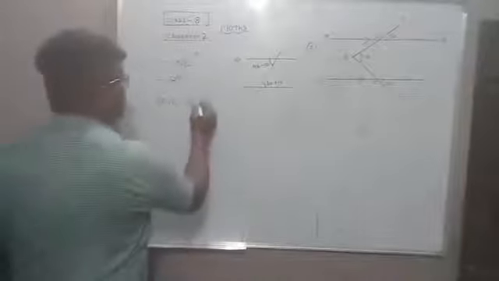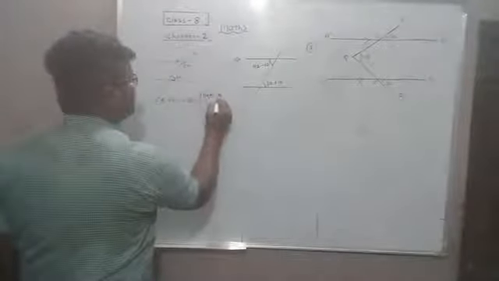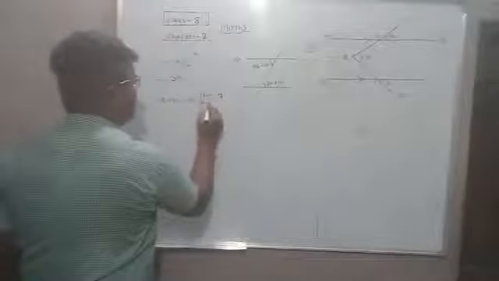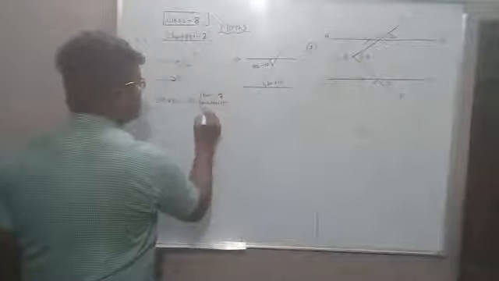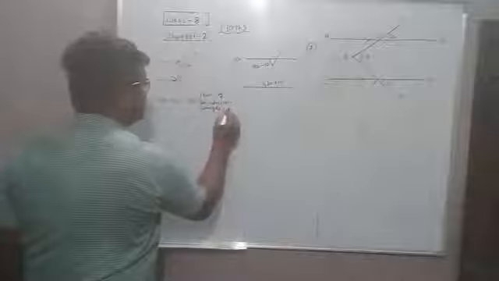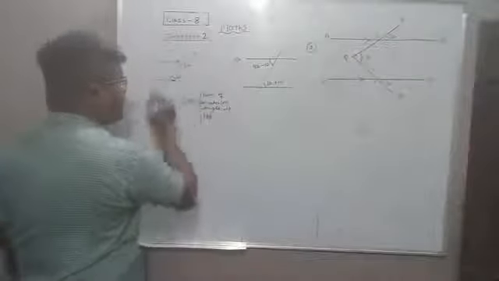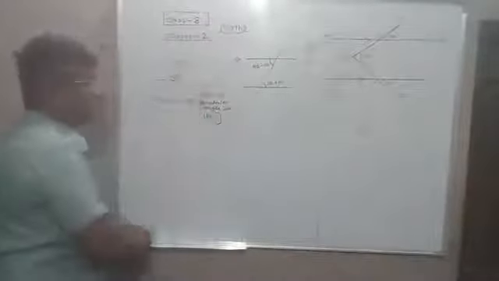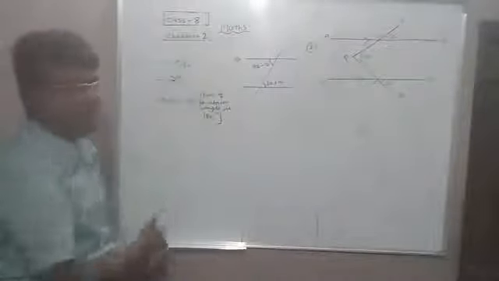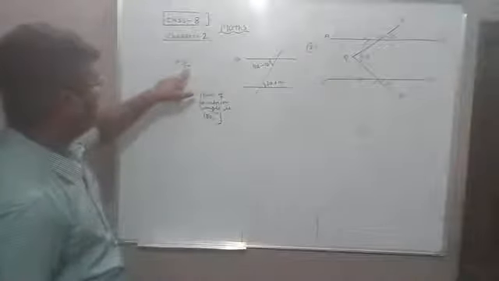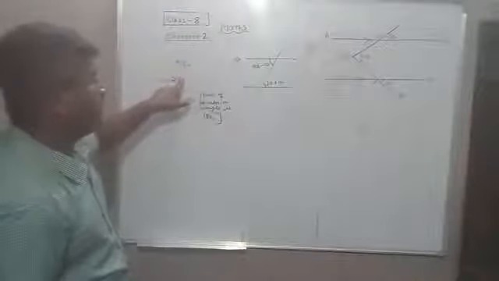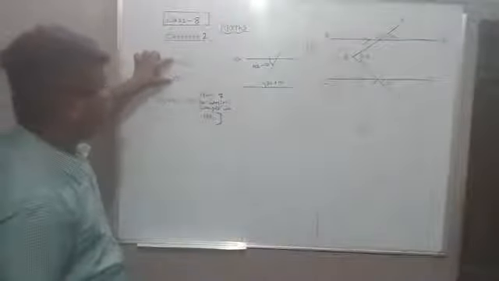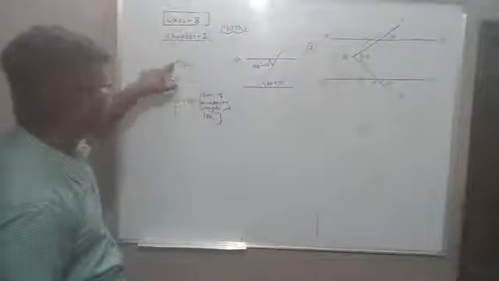Because the sum of co-interior angles is 180 degrees. These two angles are co-interior angles because these two lines are parallel. If these two lines are not parallel, then we cannot write this. To make their sum 180 degrees, these two lines must be parallel, and it is given in the question. This arrow means these two lines are parallel.